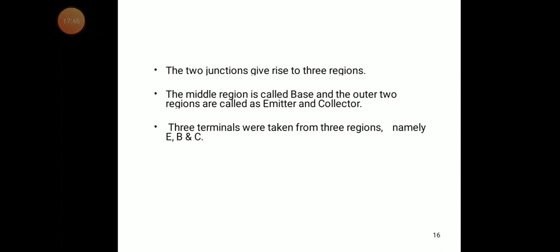The thin layer which is sandwiched between the materials is called the base. The remaining outer layers are called the emitter and collector. Three terminals are taken from the three regions, namely emitter, base and collector.